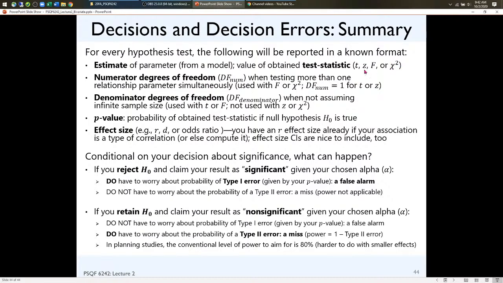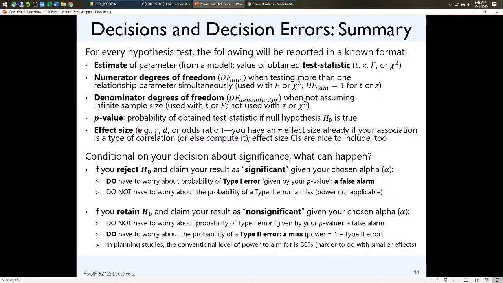So for instance, Z does not have any degrees of freedom. T has denominator degrees of freedom. Chi-square only has numerator degrees of freedom, and F has both. So the test statistic that you use will dictate what degrees of freedom are relevant to report for it.